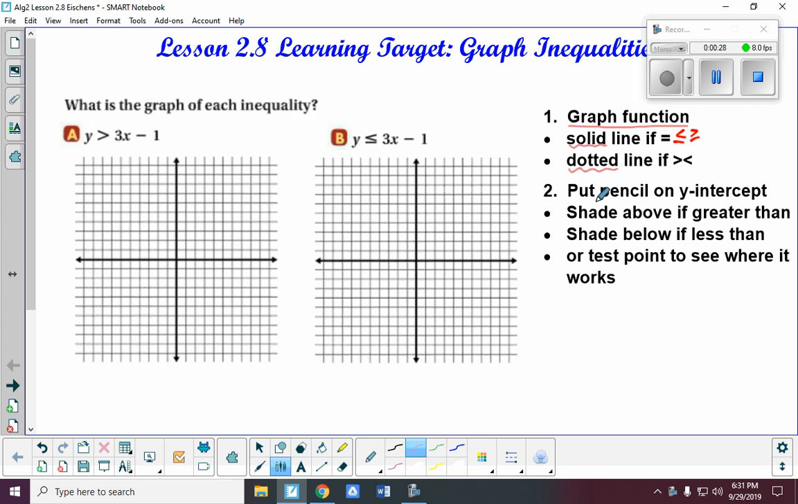Now, to determine which side you shade, the strategy that always works, the traditional strategy, is to test a point on either side, substitute that point into the equation, and if it works, you shade that side. If the point does not work, you shade the other side. I have another strategy that I like to use, but it only works if you have first solved for y.